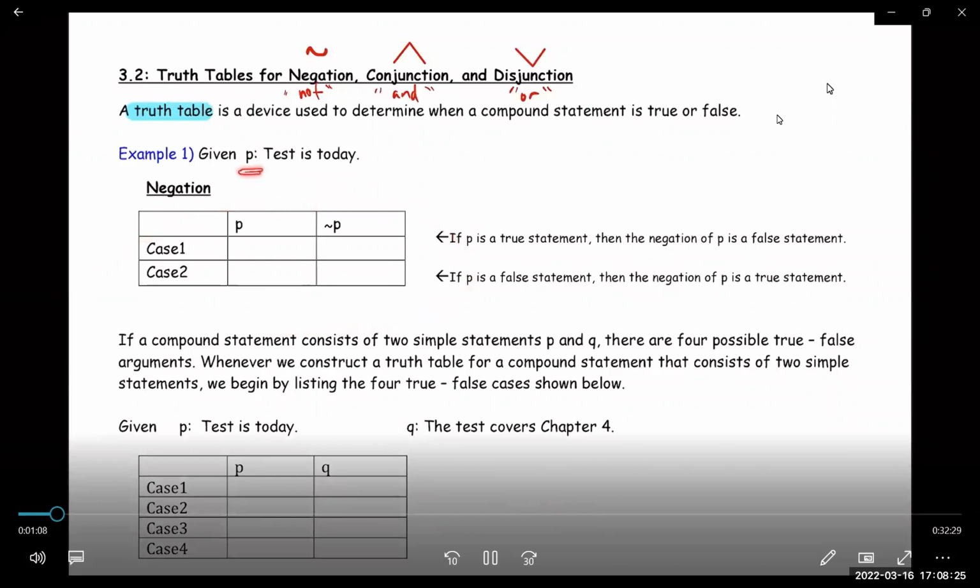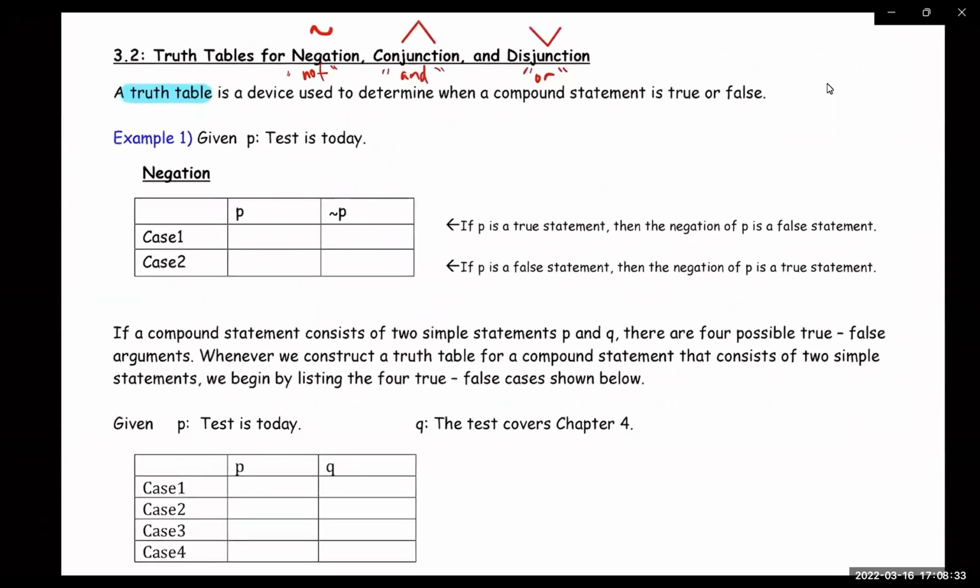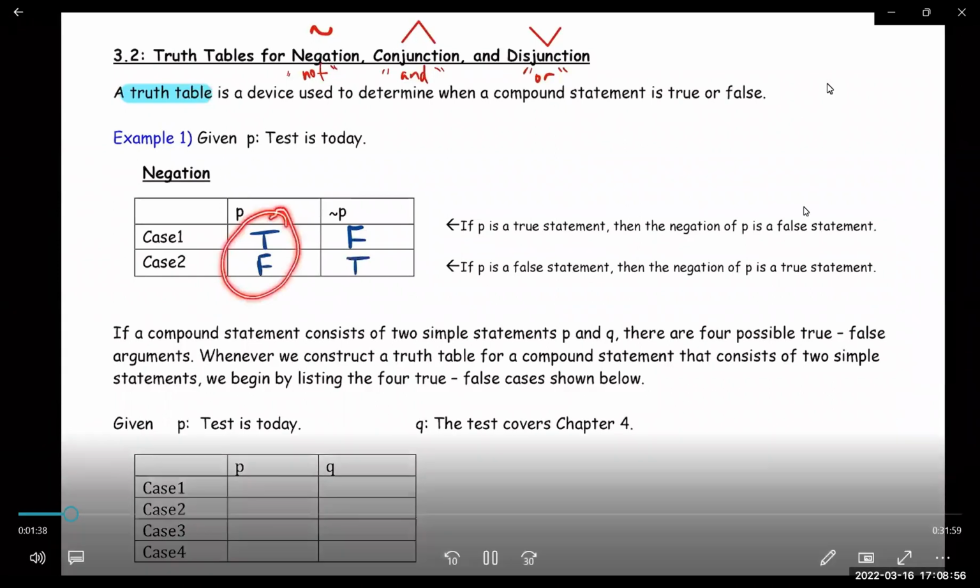It says, let P be given as test is today. So you would just basically fill out the truth table this way. P can either be true, which means that the negation of true would be false, or P can be false, which means the negation of false is true. It's the opposite. So those are the only two cases. P can either be true or false, which means that the negation of P would have to be false, true.